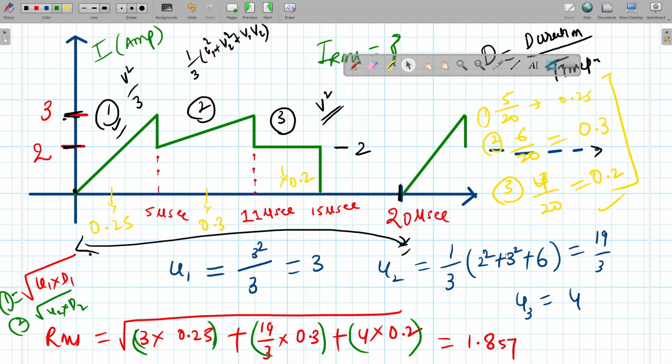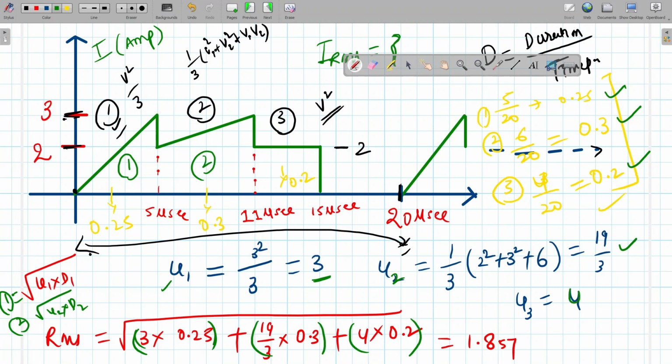Sir, 1.06. See, you got the duty ratios for the first, second and third as 0.25, 0.3, 0.2. The waveform is correct. Again, U1 is equal to V square by 3, so 3 square by 3 is equal to 3. You got this one, 3. And U2, you got 19 by 3.